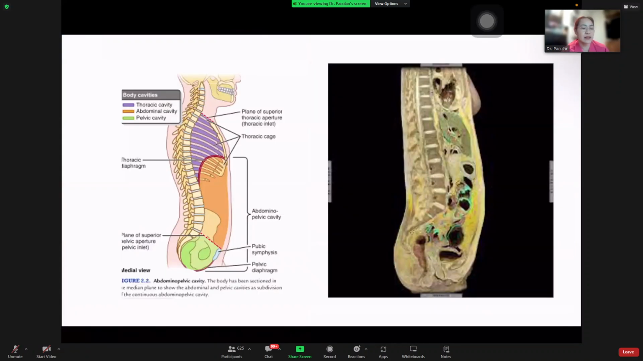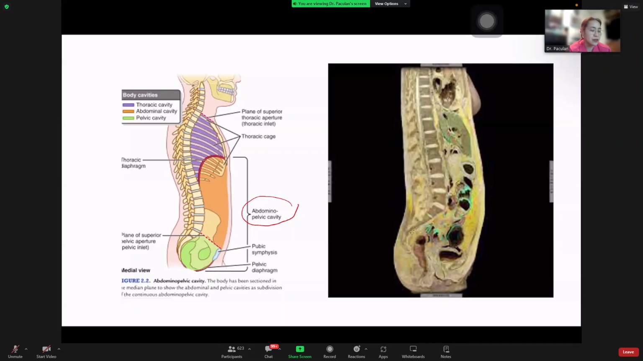Next slide is the sagittal image of the abdominal cavity. So you have your abdominopelvic cavity. Your abdominal cavity forms the superior and major part of the abdominopelvic cavity, which is the continuous cavity that extends between the thoracic diaphragm and the pelvic diaphragm.